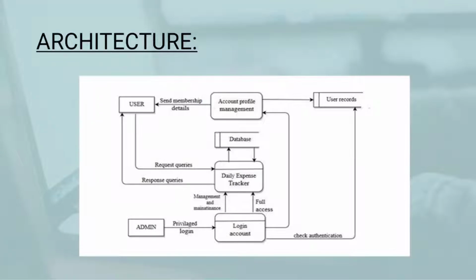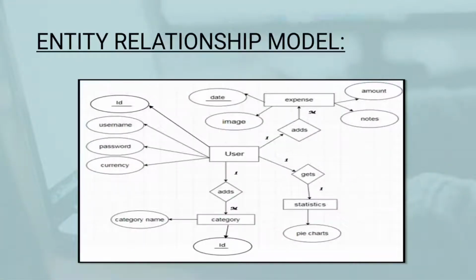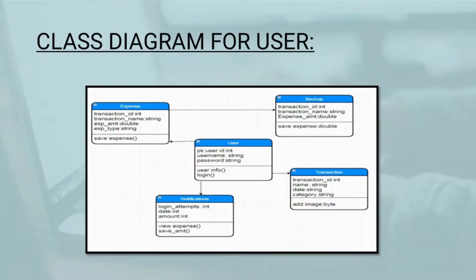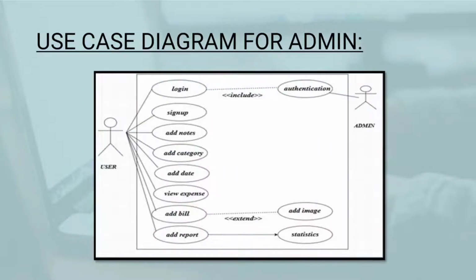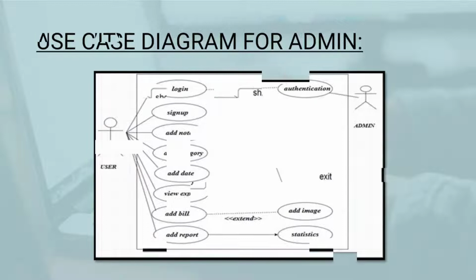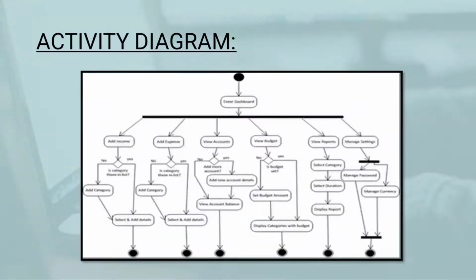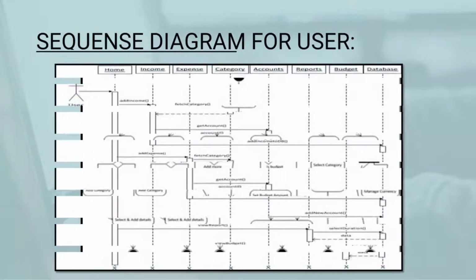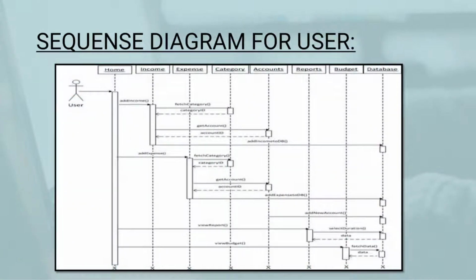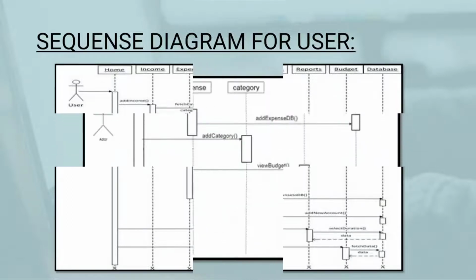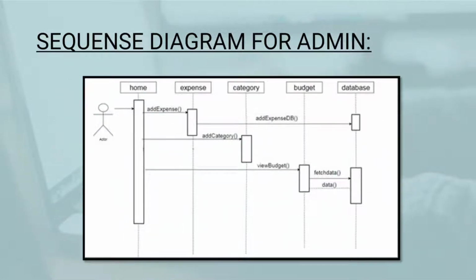Architecture of the mini project. Entity relationship model of the daily expense tracker system. A class diagram for the user of this project. Use case diagram for admin. Activity diagram. Sequence diagram for the user of the mini project. Sequence diagram for admin.